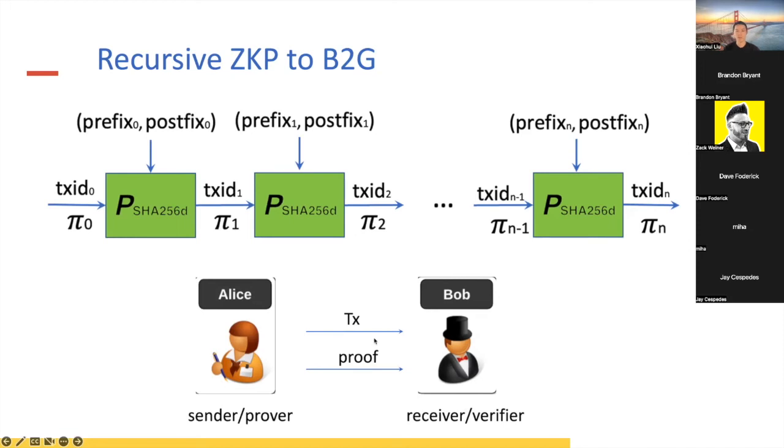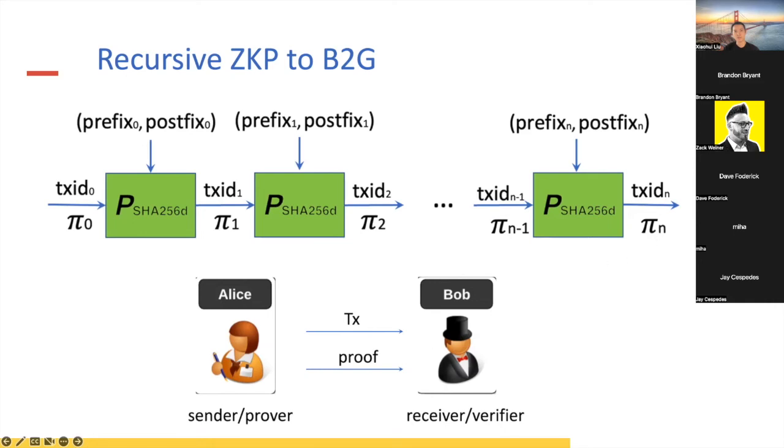Wait, hold on. In this example, is Alice sending Bob TXID n-1, and Bob is creating TXID n by broadcasting, or has TXID n already occurred and he's using the proof to verify its occurrence? So in this case, he gives Bob the whole thing, transaction n, not only the ID, the whole thing. Okay.